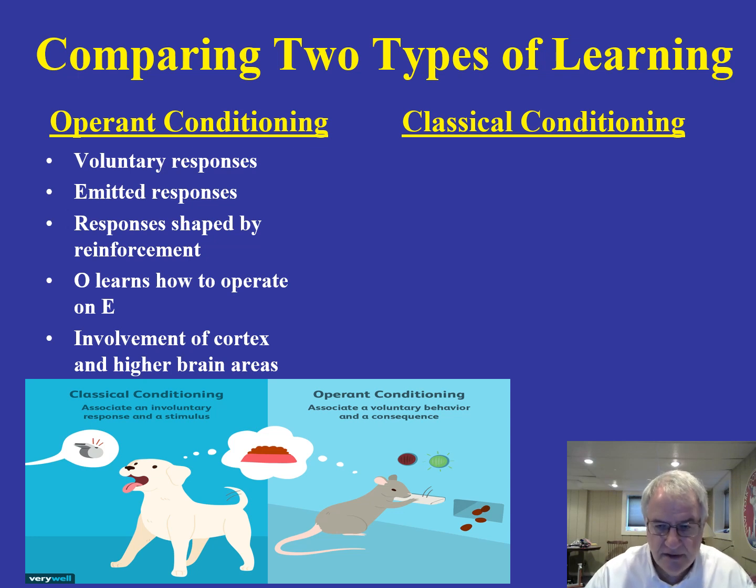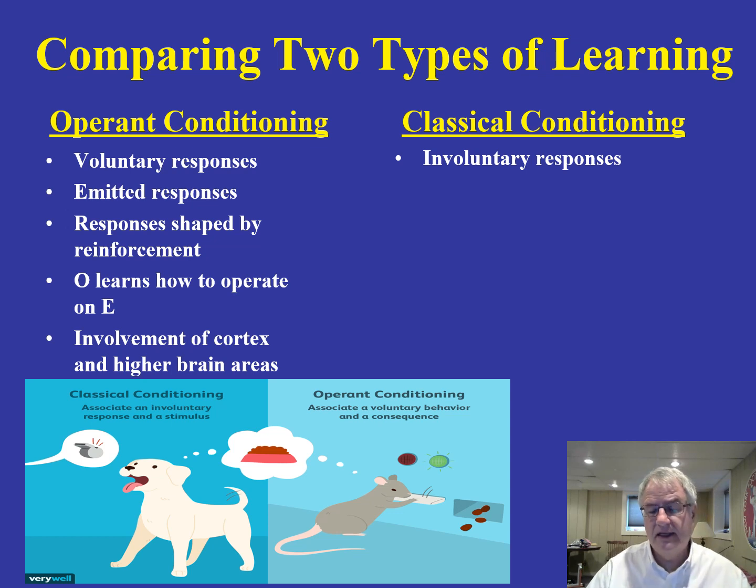Now, classical conditioning, on the other hand, is a more fundamental, simpler type of learning. What we're really looking at are involuntary responses. These are automatic responses, responses that are elicited or drawn out of the organism. When you take a look at the relationship between food and salivation, placing food in a dog's mouth automatically produces this salivary response.